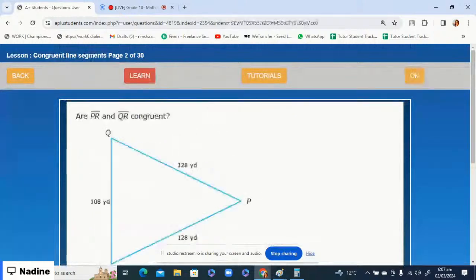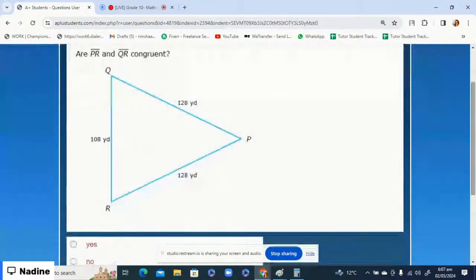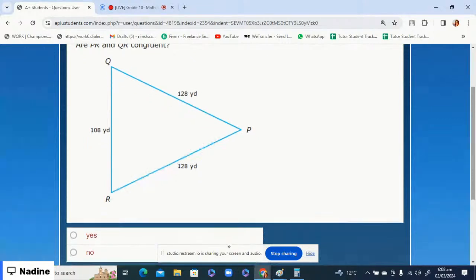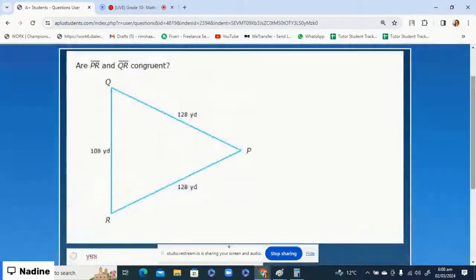So now let's do the next. This one. Look here. Are PR and QR congruent? Look at the PR. This is 128 yards. Now look at P and Q. Is it again 128 yards? Yes. So both have the same length. So 128, 128 yards. This is PQ and PR.